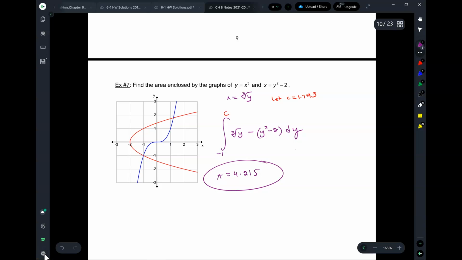Okay, so now you can do the homework, by the way, for 8.2. And then next time we're going to review the homework, okay?